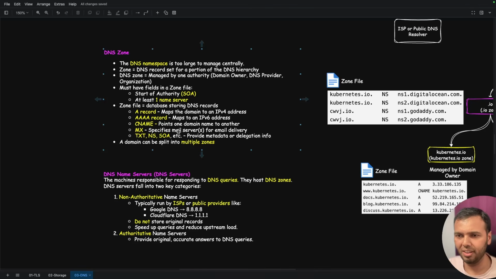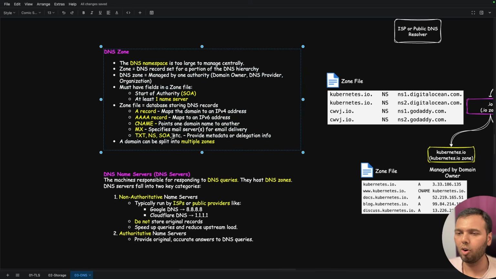MX records specify mail servers for email delivery. Then you have text records, name servers, SOA, etc. We have already discussed SOA. Name servers we are going to discuss next. And there are text records. Now, text records are used for purposes like domain verification. So if you have to prove that you are the owner of a certain domain, then you could be asked to create this text record so that we know you indeed own that domain. So it can be used for that purpose. Provide metadata, or delegation information. So all these three combined can be thought of as providing metadata or delegation information.